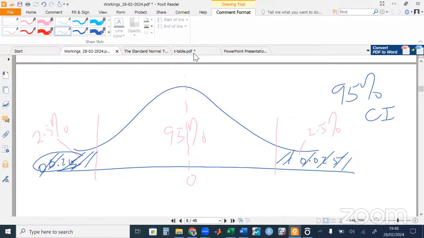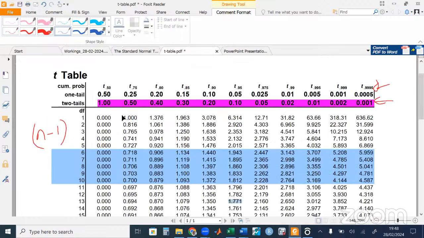The way you look at this table, it says on one of the tails, it is 2.5%. Yeah, so that one we have sorted out.